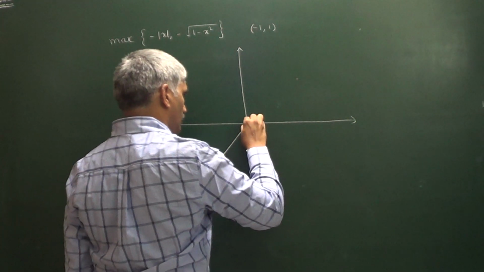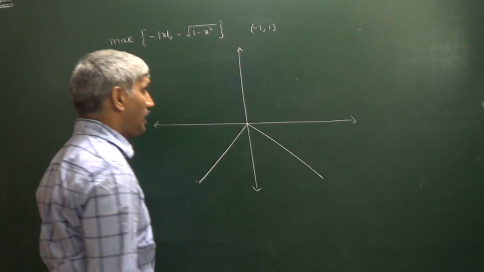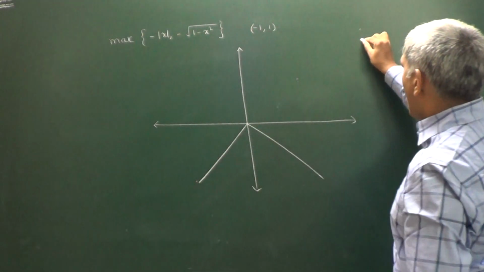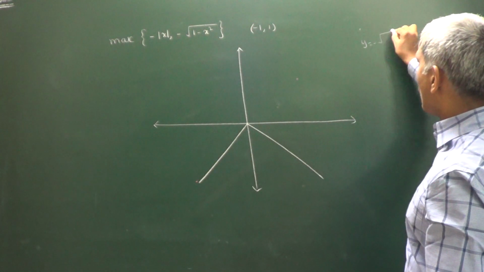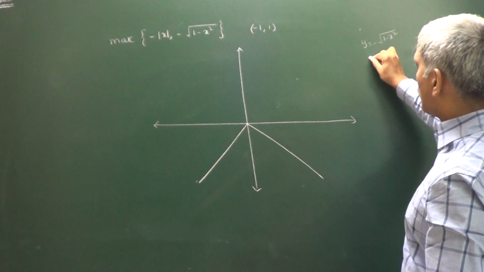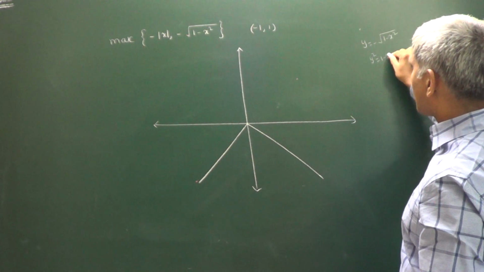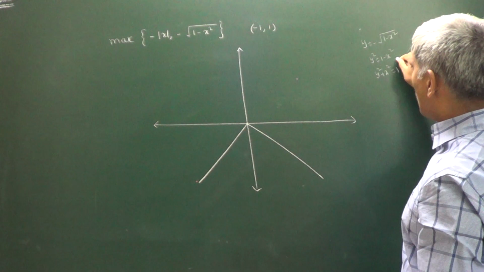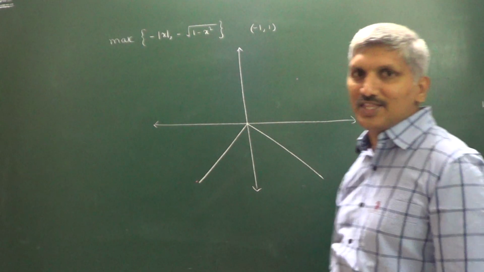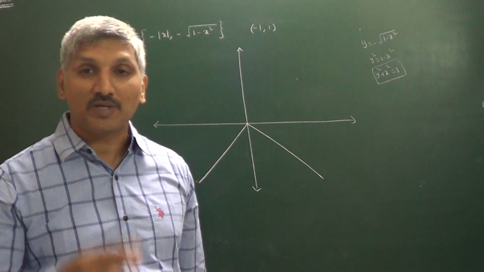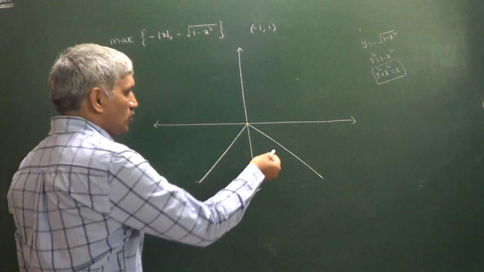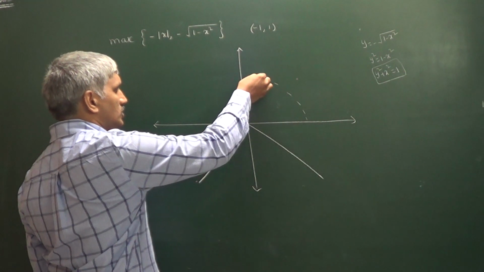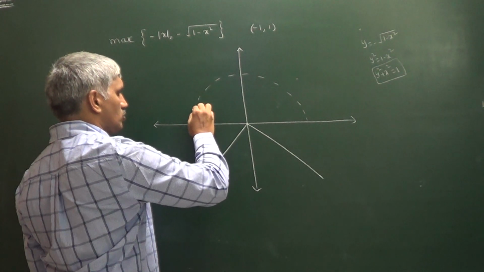This is the graph of minus mod x, right? Next, what about this particular graph? Whether you observed or not, y is equal to minus root of 1 minus x square. Therefore, y square is equal to 1 minus x square. Therefore, x square plus y square is equal to 1, which represents a circle. In that circle also y value is negative. That means the lower part of the circle. So you will get the circle like this, with the center 0 comma 0, radius is equal to 1.